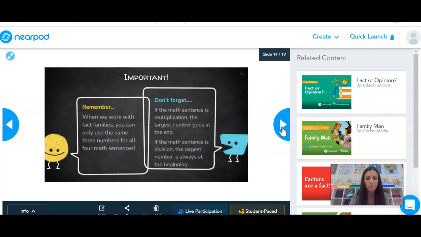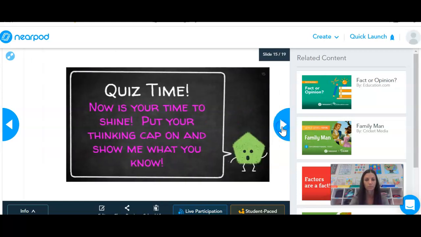So it's important. Remember, when we work with fact families, you can only use the same 3 numbers for all 4 math sentences. No strangers are allowed in. Don't forget, if the math sentence is multiplication, the largest number goes at the end. If the math sentence is division, the largest number is always at the beginning. That is a helpful hint right there.